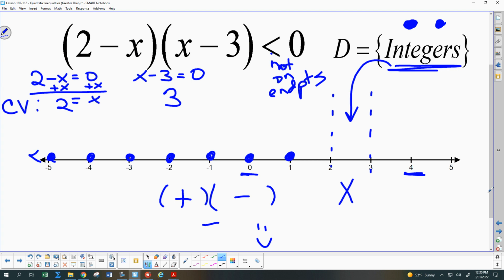So let's check the right. 2 minus 4, was that positive or negative? And 4 minus 3, and negative times positive was negative, and you already told me we like the negatives on this problem. So we're going to shade all of the integers in this part. And that would be our solution there.